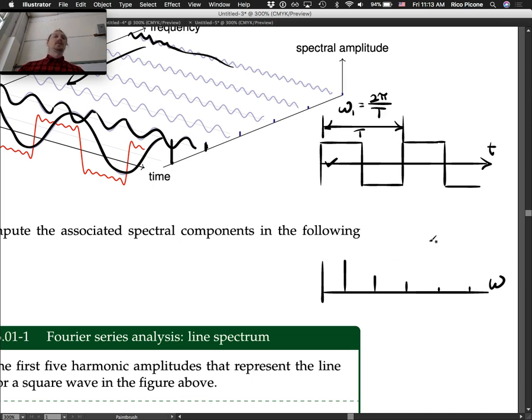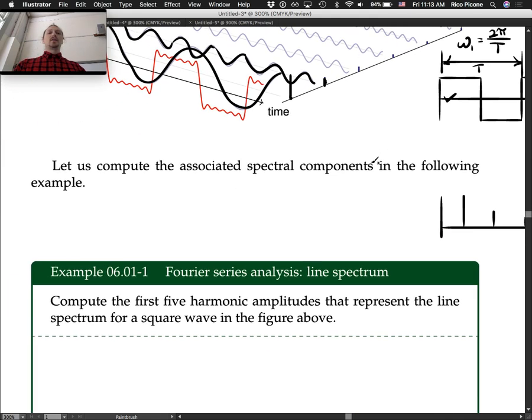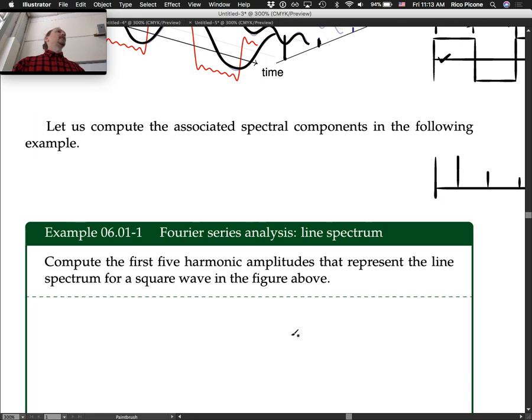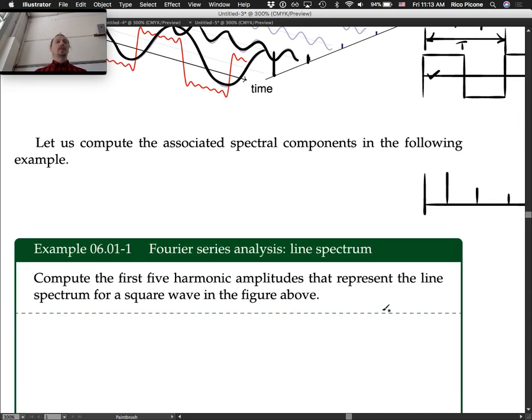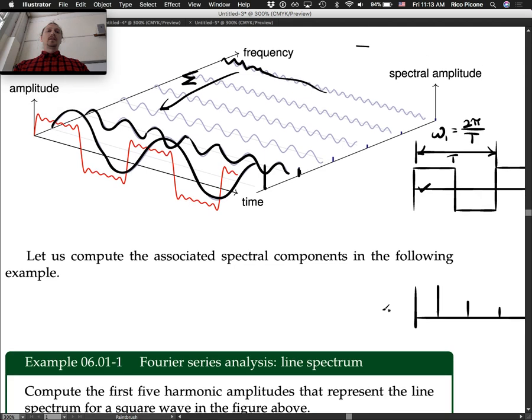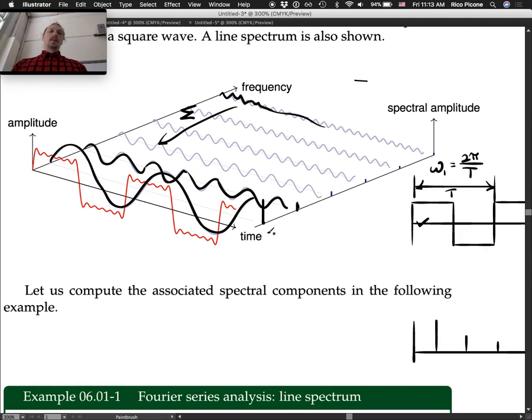So that's the frequency domain representation. So that's what we're going to do. We're going to actually take this square wave, and we're going to do the analysis on it to find the line spectrum. I showed this to you, but how did I find this? Well, through finding the Fourier series components. So, compute the first 5 harmonic amplitudes that represent the line spectrum for a square wave in the figure above. So we're actually going to compute what these heights are, okay?